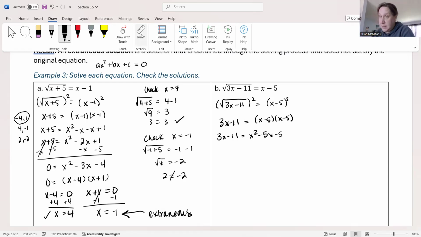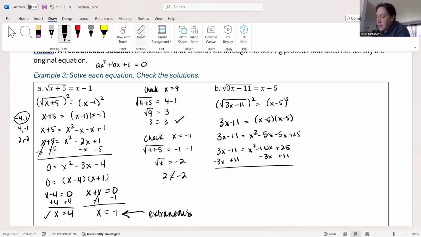-5 times x is -5x. And -5 times -5 is 25. So we simplify, and we get x squared minus 10x plus 25. We definitely have something quadratic in nature, so we want to put this in standard form. Remember that from part A. That means I need to subtract a 3x and add an 11, and I'm going to do this to both sides.